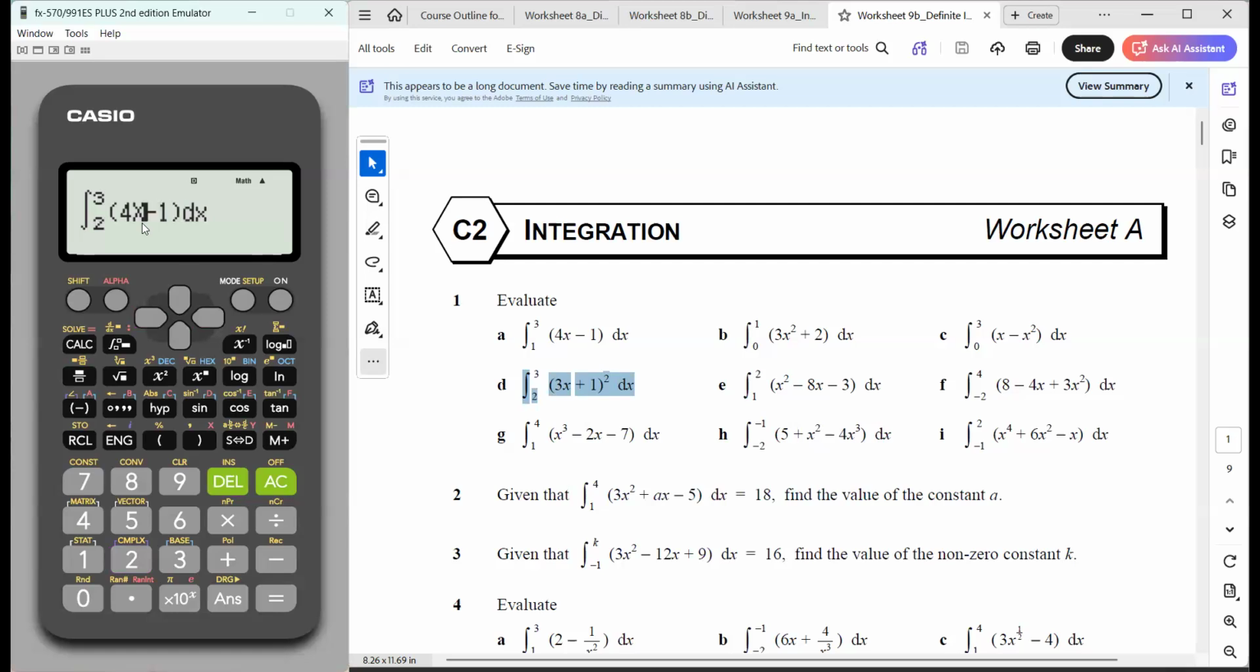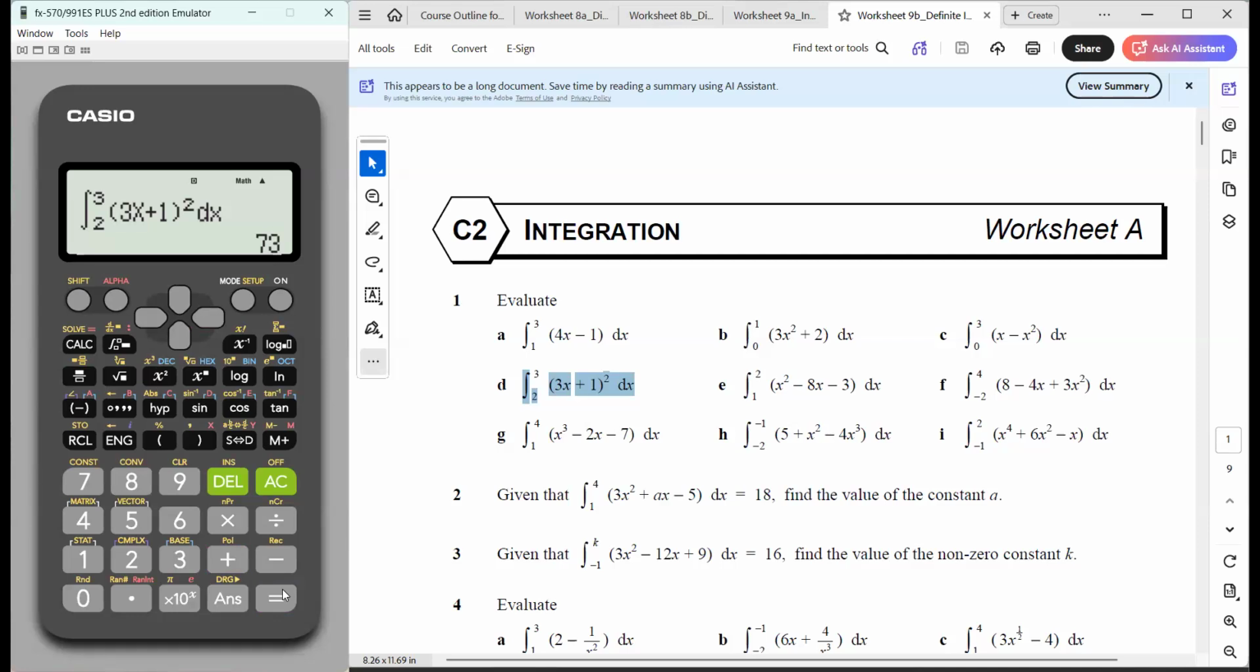Okay. So 3x. Is it like this? Okay, 3x, then plus 1. 3x plus 1, all raised to the power 2. So where is my squared? This is my squared. Okay, then you press equal to, and the answer is 73.